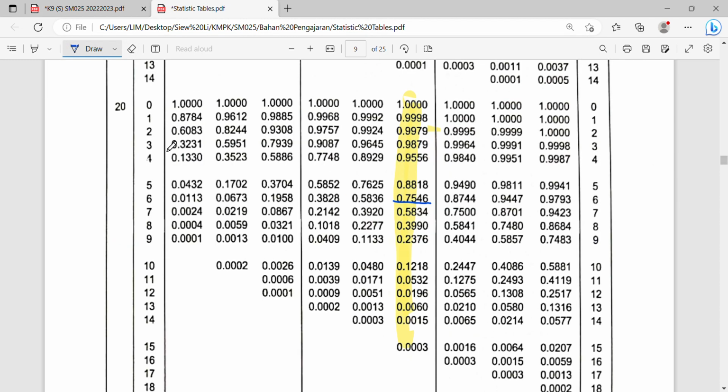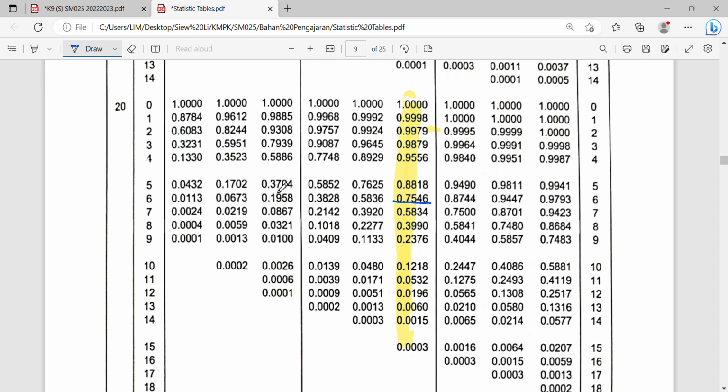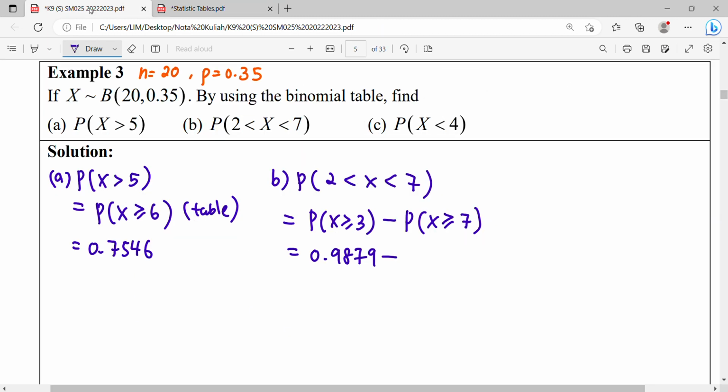What's your reading for 3? Here. 9879. Right? Reading for 7. 5834. So minus up.